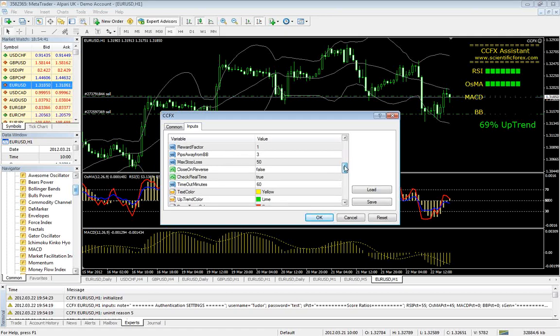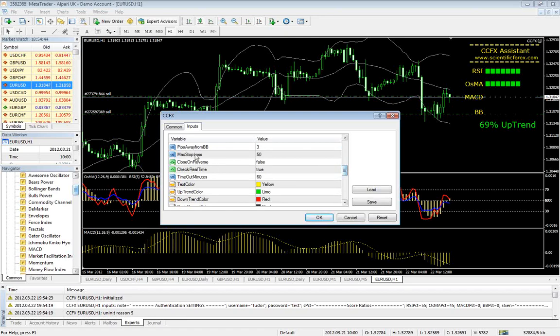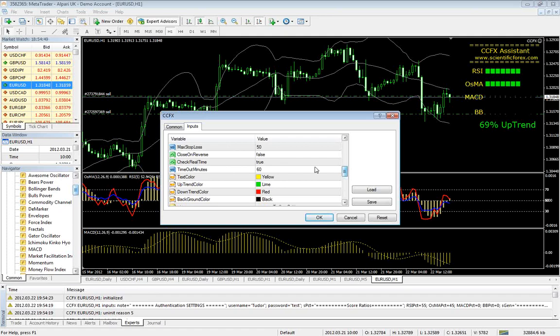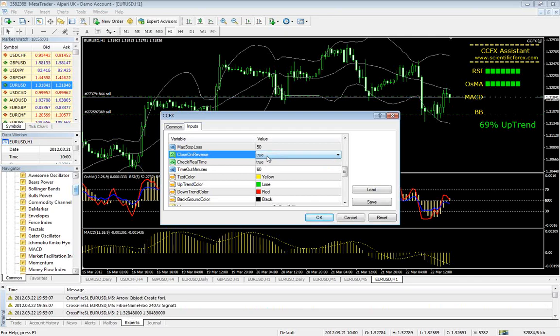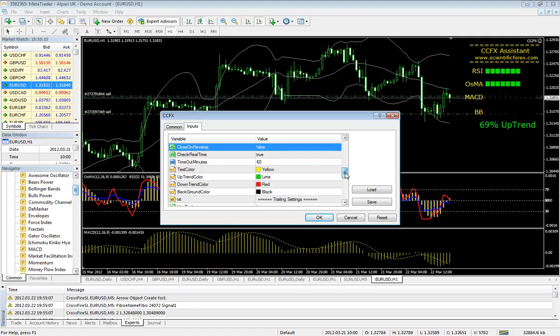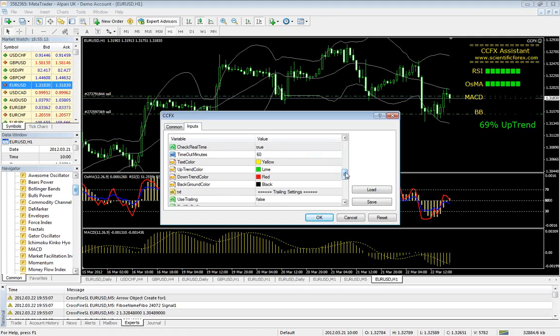Reward factor I told you, the rest are not so important. This is the maximum stop loss to have. Close on reverse. So what it does, if you are in a trend and you set this one to true and there is an opposite signal, then it will close your order right away. It will not even ask you. So for the beginning, I just recommend you to set this one to false. After you know how CCFX is working, then you can experiment with that. But for now, just leave it false, please.